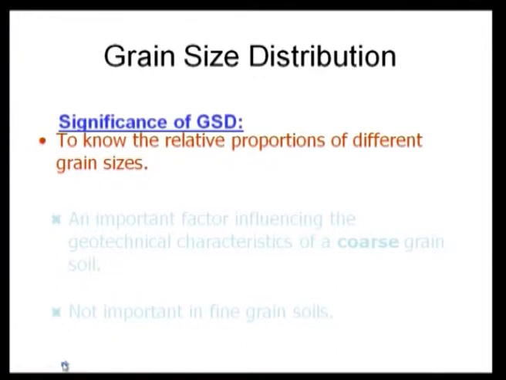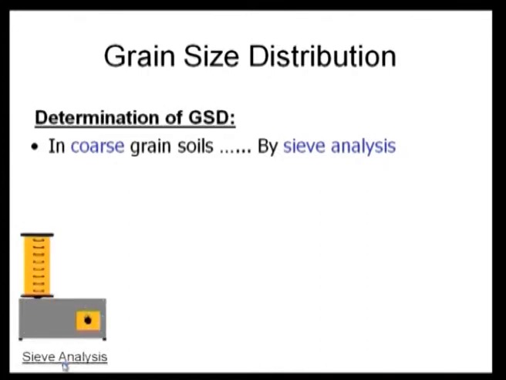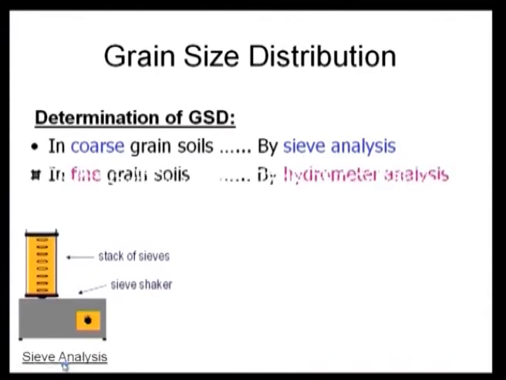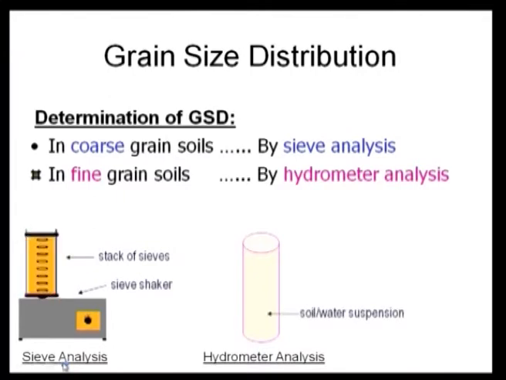Now, we will start. The first one is to know the relative proportion of different grain sizes. In coarse grain soils, by sieve analysis, this is how we are doing the sieve analysis, by means of a stack of sieves and a sieve shaker. In fine grain soil, by means of hydrometer analysis, using this hydrometer, that means soil and water suspension in a measuring jar, then putting the hydrometer inside, you can find it out. Fine grain soil as well as coarse grain soil can be analysed by means of sieve analysis.